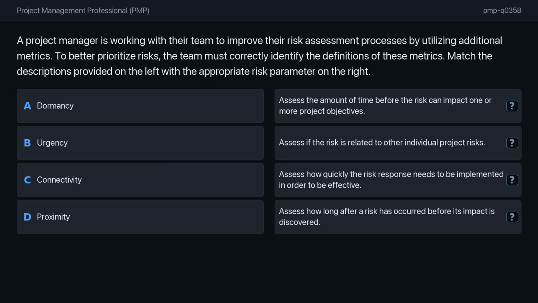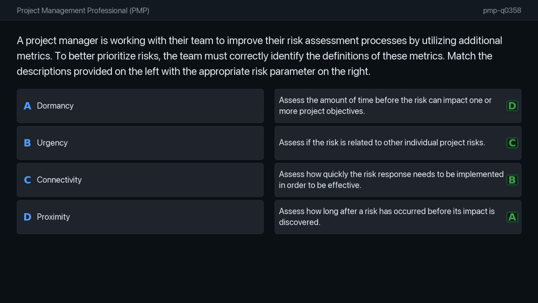Third, assess how quickly the risk response needs to be implemented in order to be effective. Finally, assess how long after a risk has occurred before its impact is discovered. This task requires a solid understanding of advanced risk assessment attributes beyond simple probability and impact.